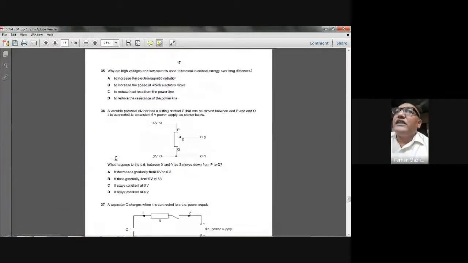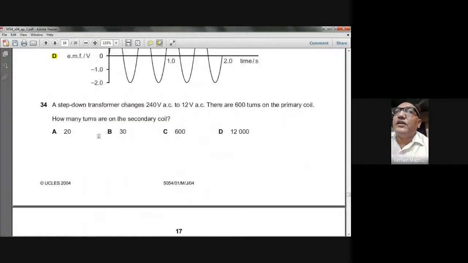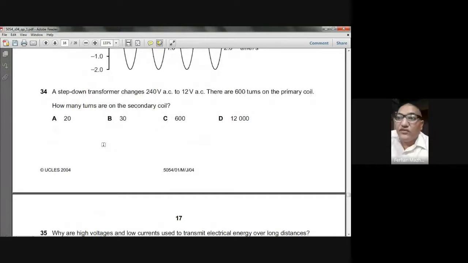So let's move to the next question. The question number is 34. A step down transformer changes 240 volt AC to 12 volt AC. There are 600 turns on the primary coil. How many turns are on the secondary coil? So the input voltage to the transformer is 240. We call it the primary voltage. And the output voltage is 12 volt. We call it the secondary voltage.